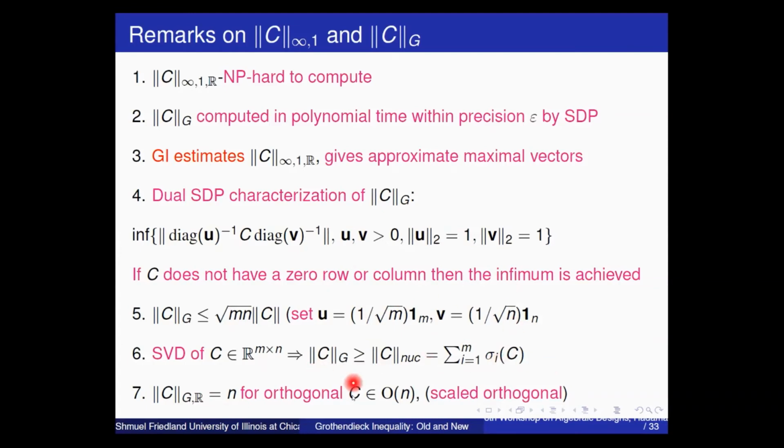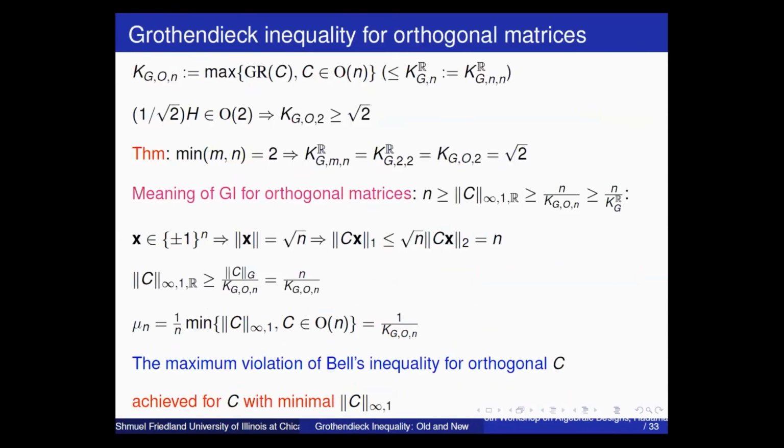But for orthogonal matrices, m equals n, these inequalities coincide, and that's how you prove what I told you. In other words, for an orthogonal or unitary matrix, the Grothendieck norm is just n. Now let's concentrate on what you can see numerically when you apply the Grothendieck inequality to the orthogonal group, like the Hadamard matrix, or anything orthogonally scaled. As I said, for n equals 2, it's square root of 2 at best.